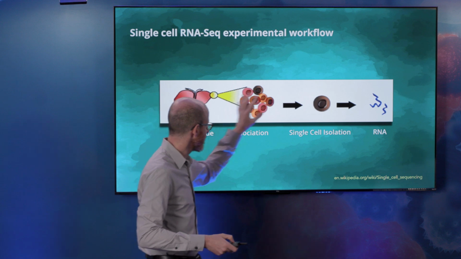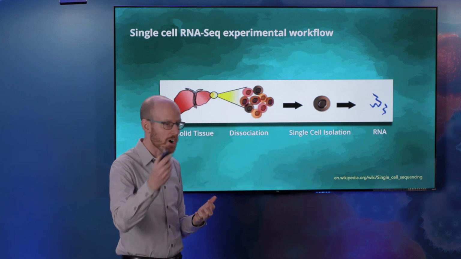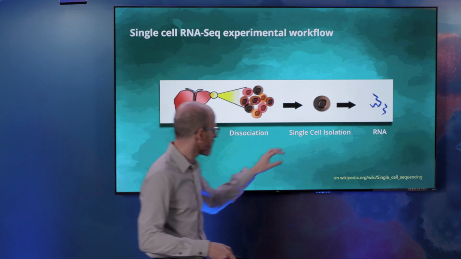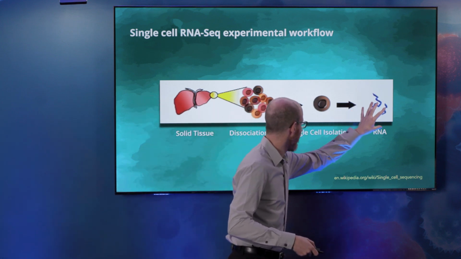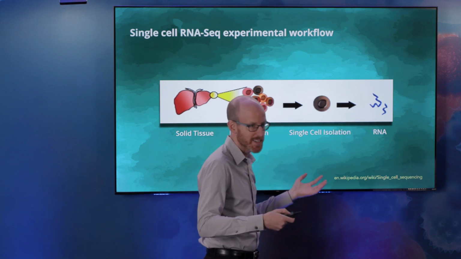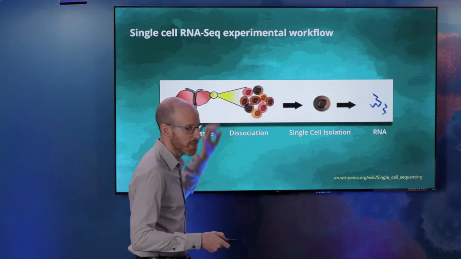Now, once the single cells are isolated, we want to extract their RNA, and the RNA is what tells us which genes are being expressed in the cell. By looking at what RNA is inside the single cell, we can identify gene expression programs and the cell states of these T cells that we extracted from the solid tissue.